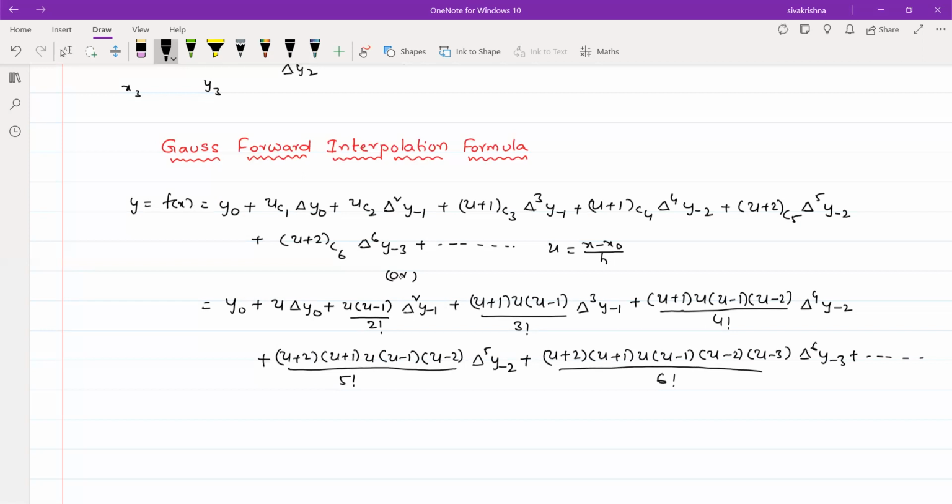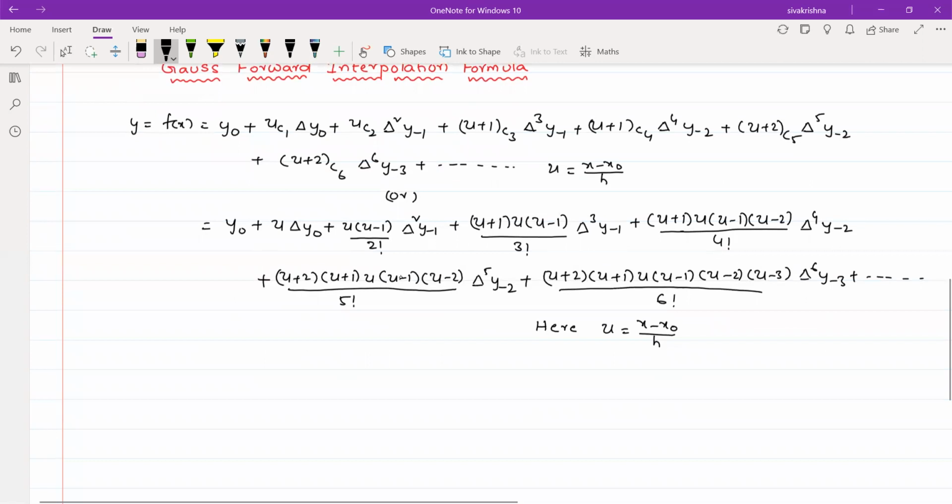Here u is nothing but x minus x naught by h. So this is the formula for Gauss forward interpolation formula. By using this formula, we are now going to do some problems. Okay, so write down the first problem.